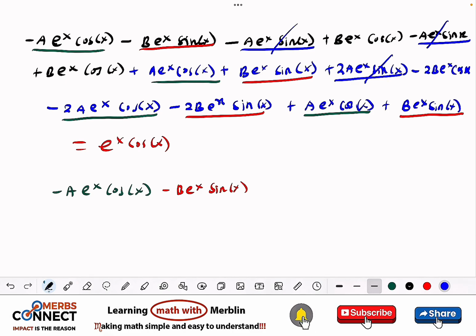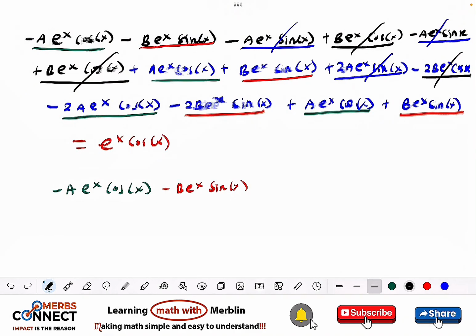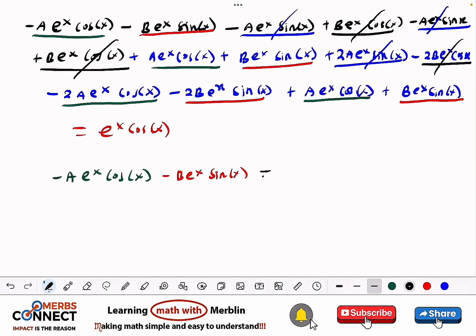Good. So now let's go for the b and cos, b and cos, b and cos, and b and cos. This and this and this will cancel. So everything is out, and this one should be equal to e to the power x cos x.